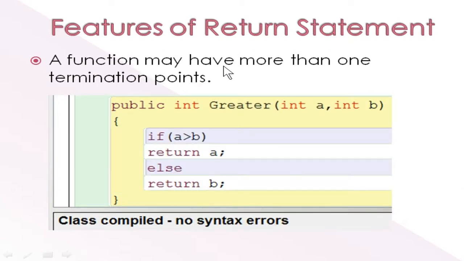Next one, a function may have more than one terminal point. That means you can have more than one return statement, but only one return statement will be executed. In specific cases, like an if statement, you can have two return statements. Suppose the condition of the if statement is true, it will execute the first return statement which follows the if. If the condition is false, it will execute the return statement below the else. That means it will not execute both return statements, it will execute only one. So this is permissible.